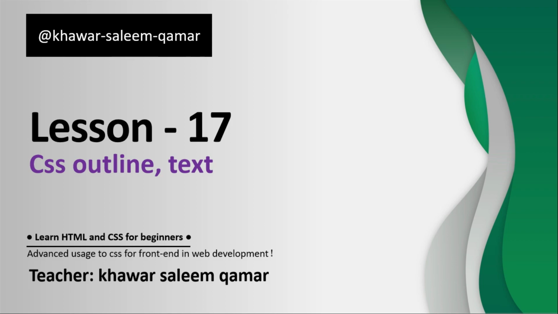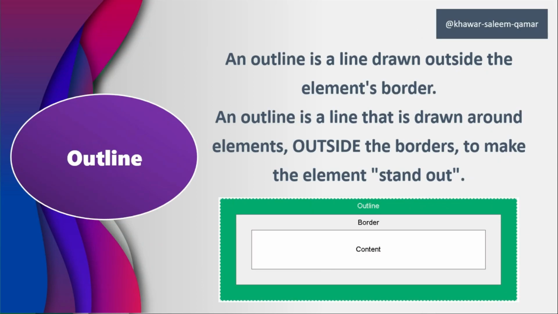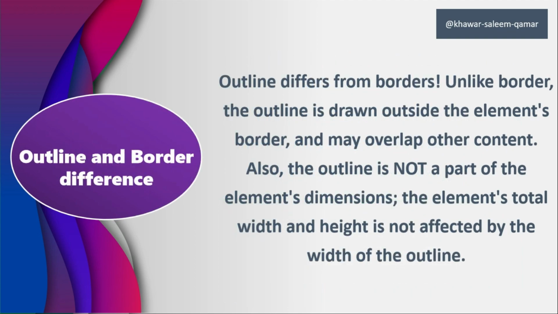So in this lesson number 17 of the HTML and CSS course, we are going to learn about CSS outline and text. An outline is a line outside a border, and the difference between an outline and a border is that the outline is outside the border. It starts when the border ends, and unlike a border, which affects the height or width of our element, the outline doesn't do so. It can even overlap with our content. We are going to see it practically in a bit, but this is the main difference between outline and border.